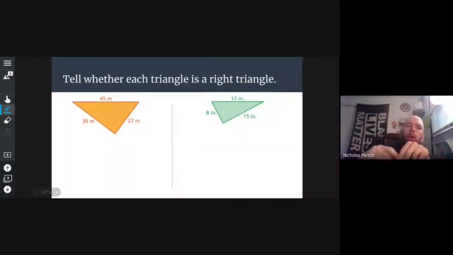Let's do it again. I'm going to give you 2 minutes for this orange guy. You have to figure out if it's a right triangle or not. Set a timer for 2 minutes. Okay, your timer is set for 2 minutes.